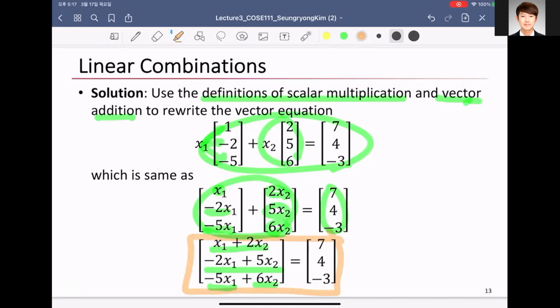What is this? A linear system, right? This is a linear system. This problem is reformulated as solving the linear system, right? Looks like this. The problem has simply turned into solving this linear system.